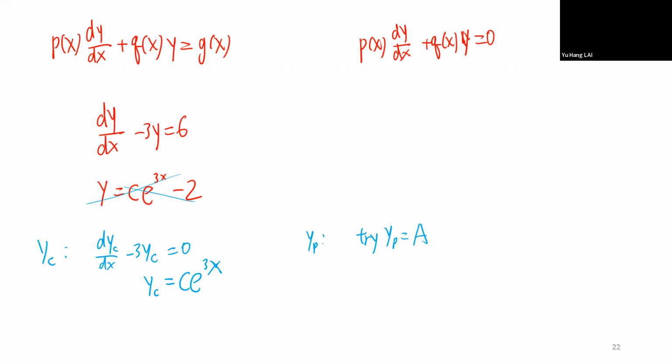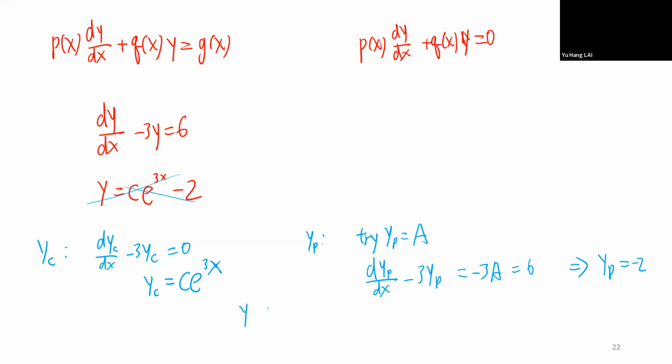So if you do that, then dyp/dx minus 3yp would be equal to just minus 3a, and that has to be equal to 6. And that means a is minus 2. So that means your particular solution is minus 2.